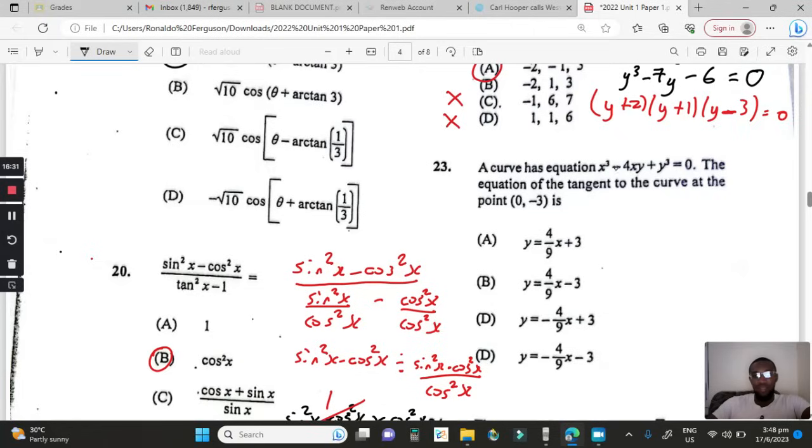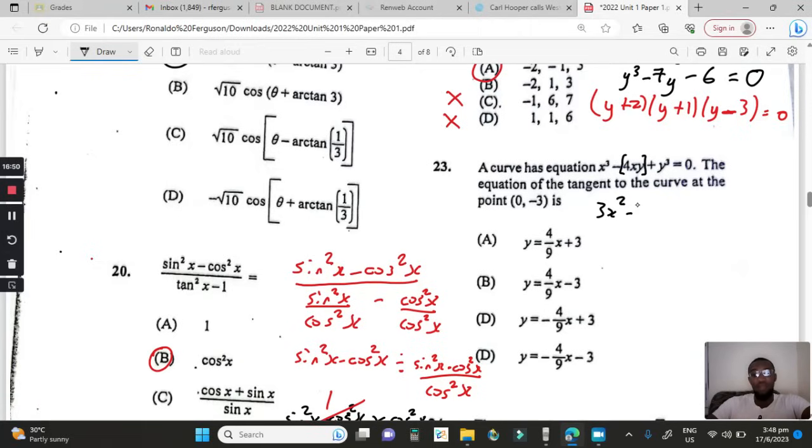This is a calculus question. So what you're going to have to do is differentiate. In this case, we're going to differentiate both sides. When you differentiate x cubed, you get 3x squared. Then we're going to differentiate 4xy as a product using what we call implicit differentiation.